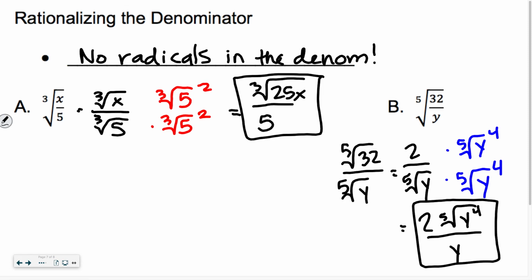Now remember we talked about how I don't care if this 4 is outside the radical or inside the radical. It's all the same when we're rewriting it as x to the m over n. So either way is fine.